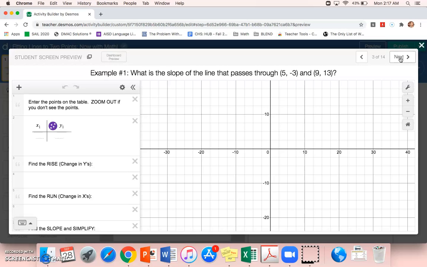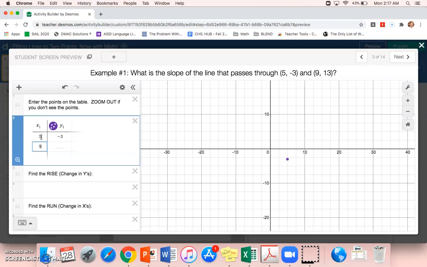So here we have 2 points, right? So think there's an original and there's a new. So we're going to take these 2 points and we want to find the slope of the line that passes through these points. So basically we want to make a line going through 2 points. So we're going to use this table feature here. We're going to type in 5, -3. That's our first ordered pair. Then we're going to type in 9 and 13.